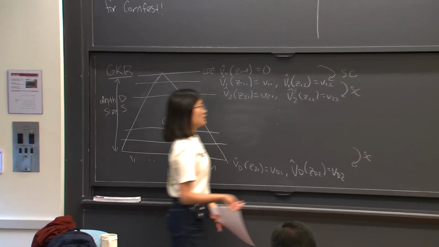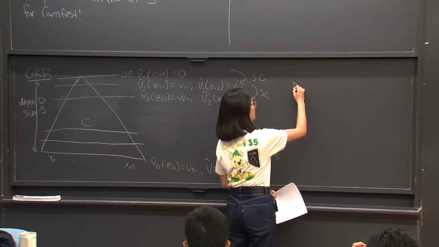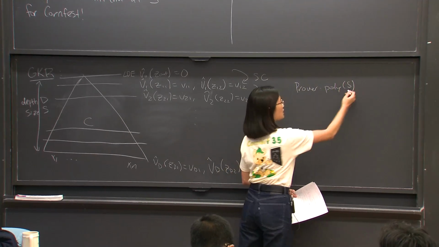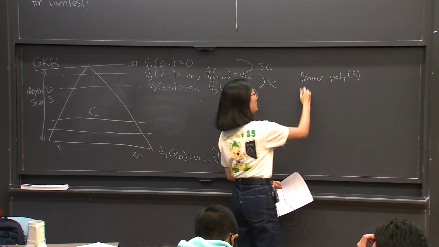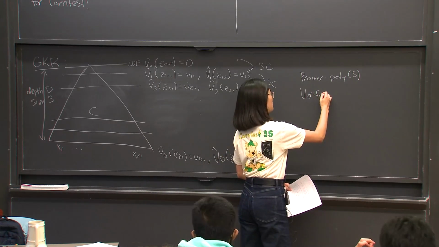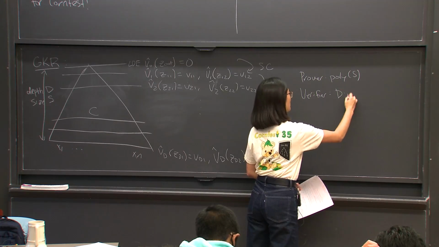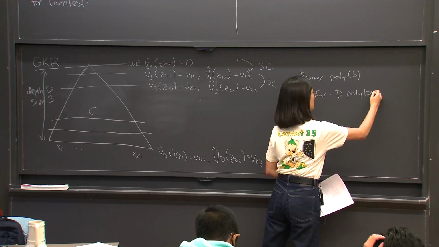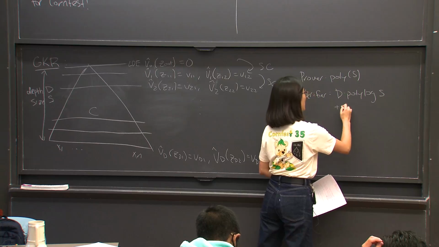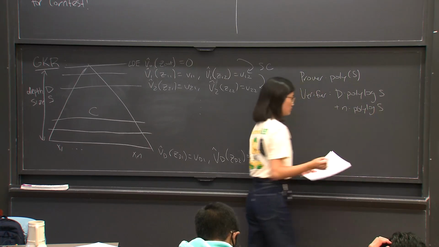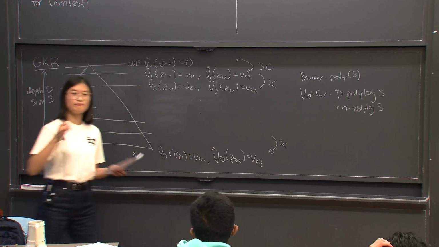And so altogether, this is going to take the prover time poly s to prove the computation is done correctly to the verifier. And the verifier will run in time, let's see, it's going to be d times poly log s, plus n times maybe poly log s also. Okay, this is just what we did last time.